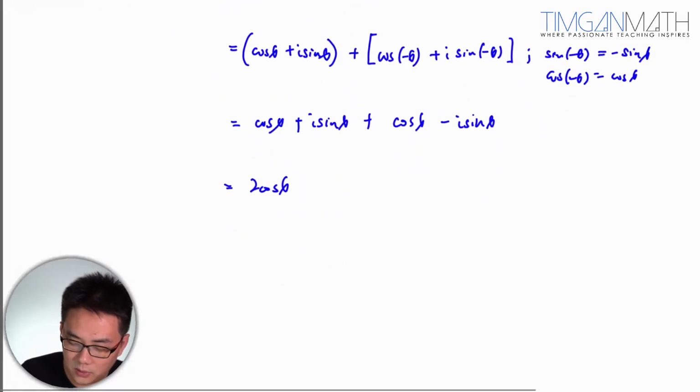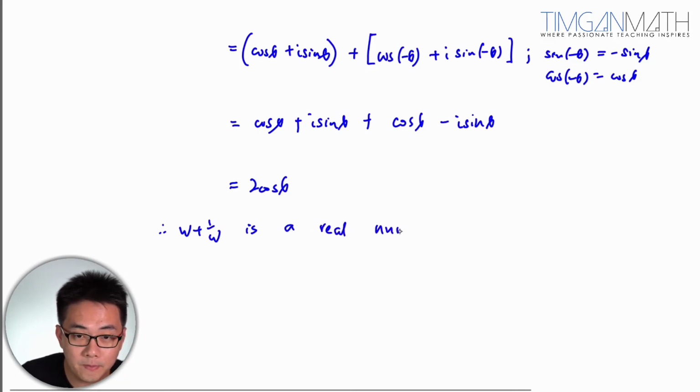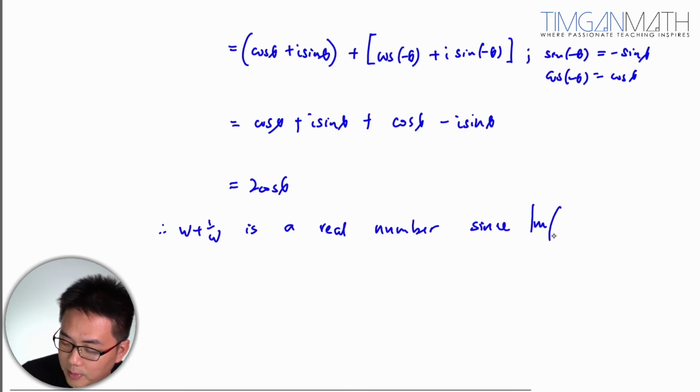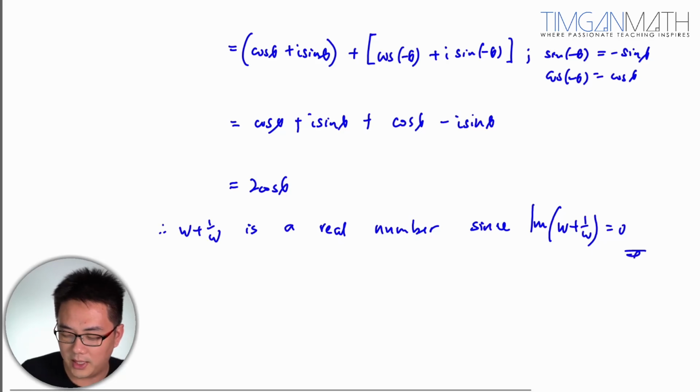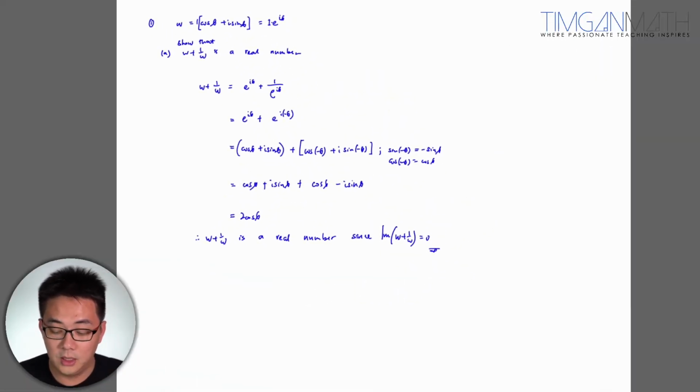Okay, so 2 cosine theta, here you go, this is real. So hence w plus 1 over w is a real number, since the imaginary part of w plus 1 over w is equal to 0. Okay, you can just write this out. So this is how you do part (i)(a).